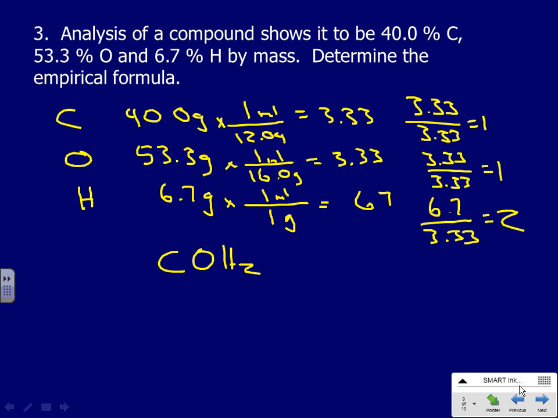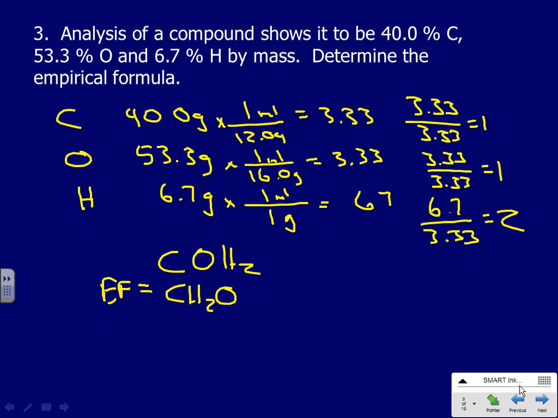COH2. Usually we write the H's second. It doesn't matter. CH2O. It doesn't make any difference for you guys here at this point, but as you continue with chemistry, you'll find that we tend to put the H's and then the O's on the end. Excellent. There's the empirical formula. Any questions or concerns on determining the empirical formula?